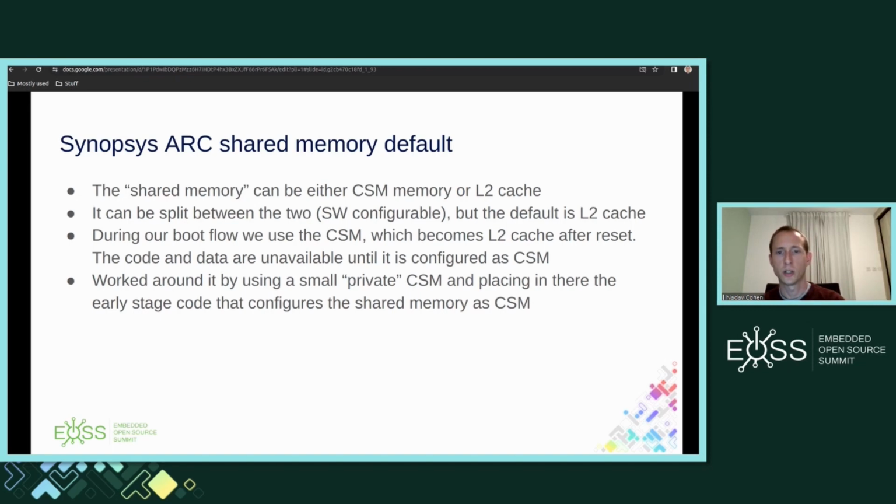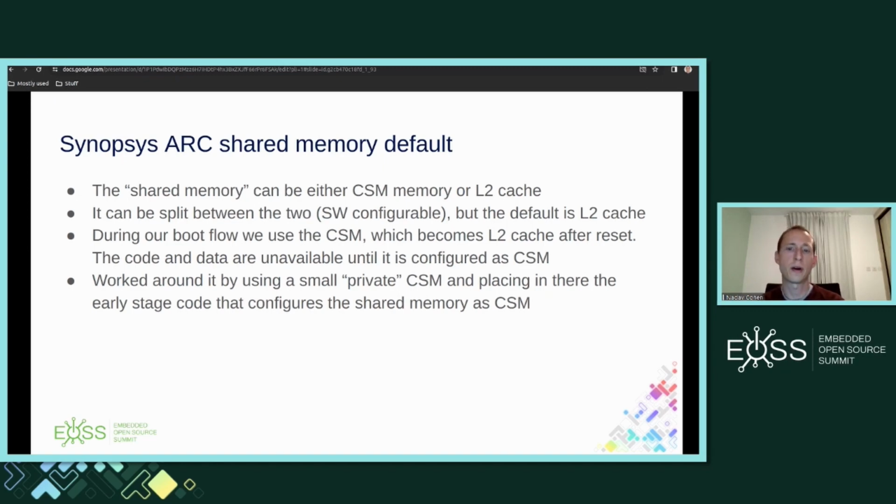The challenge here was that the shared memory reset default is L2 cache. During our bootflow, we use the CSM as the destination memory for our images. Our secure bootflow requires us to have a CPU reset in between images, but the memory region where the image is placed becomes L2 cache and the image cannot be executed.